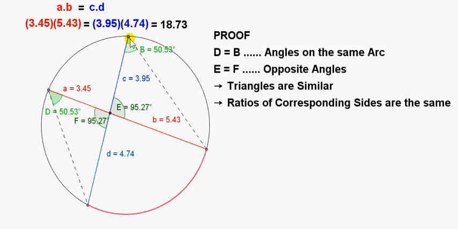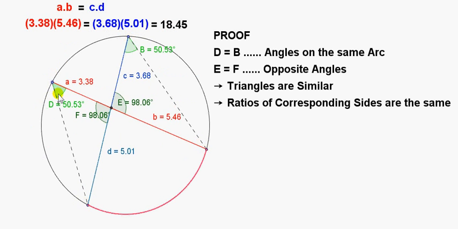To prove this result, we connect this point to this point here and this point down to this point here. Note these two angles up here, which I'm calling D and B. Both of these angles stand on the same arc, namely this arc here, which I've highlighted. We know from a previous result that angles on the same arc are equal. So D is equal to B. In this case, D is 50.53 degrees.